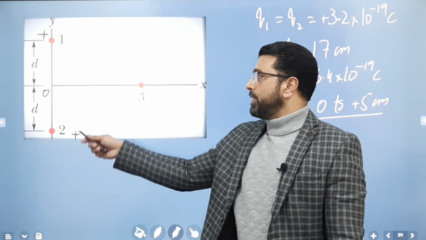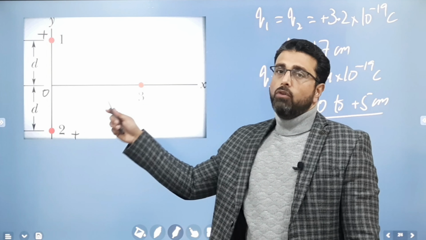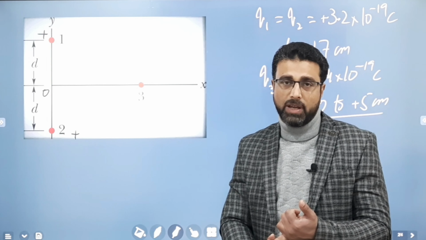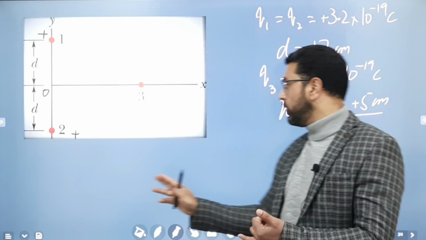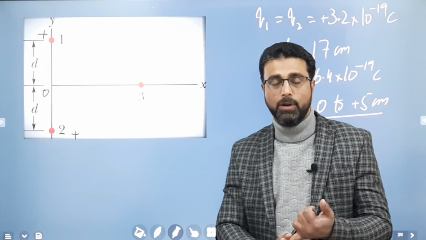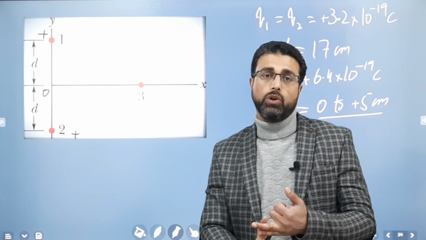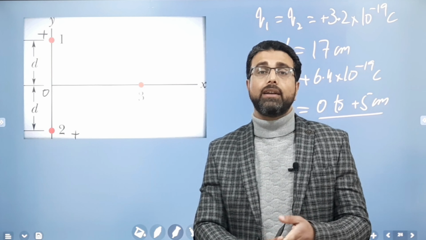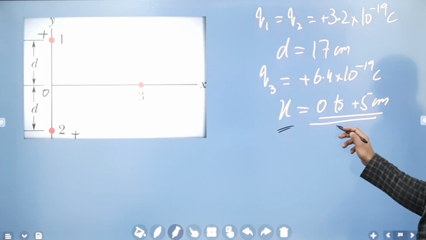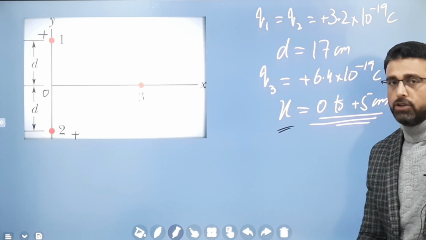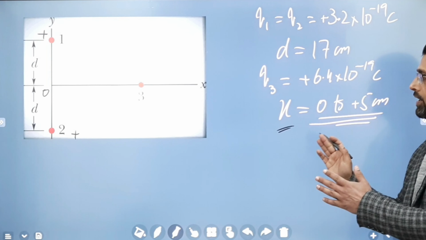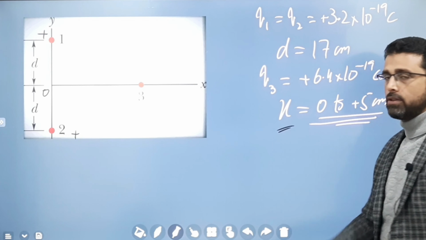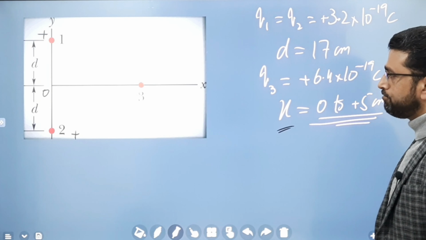So particle 3 will be experiencing two forces, from 1 and 2. We have to find the net force and then identify where that force is going to be minimum, at what value of x, and at what position that force is going to be maximum. And what is the value of that minimum force and that maximum force within this range? Within 0 to plus 5 centimeters, not beyond that. Within this range, we have to find the maximum and minimum values of the force and the positions where the force will be maximum and minimum.